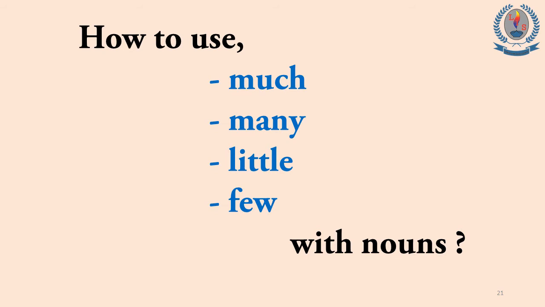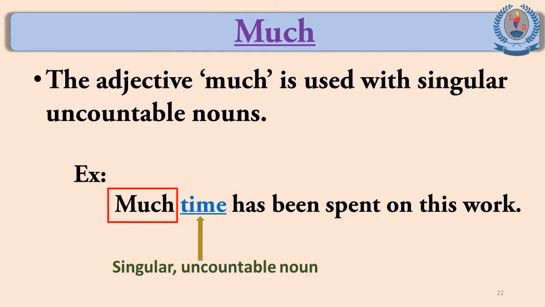Let's see how to use much, many, little, few with nouns. Much. Much is an adjective. It is used with singular uncountable nouns. Example, much time has been spent on this work. Here, the word time is a singular and uncountable noun. So, you can use much as an adjective to the word time.